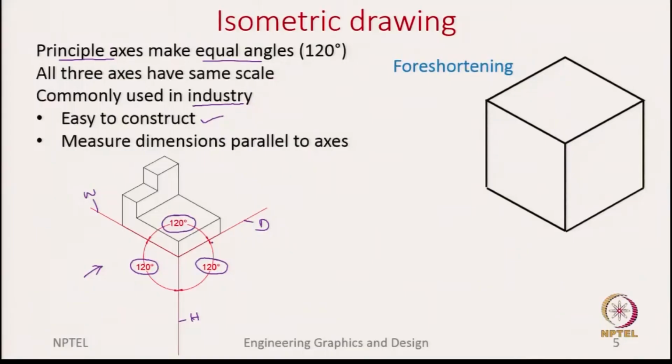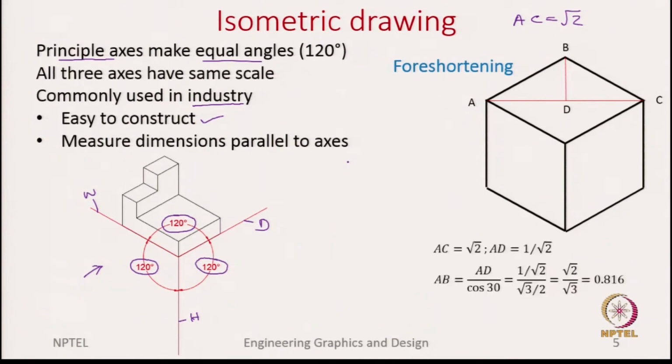Which means this length AC, what is this length AC? It is square root of 2. Then what is the length AD in this figure? AD is simply half of AC. So, we said AC is equal to root 2 and AD is half of AC. So, it is root 2 by 2 or 1 by root 2. So, this is very clear.